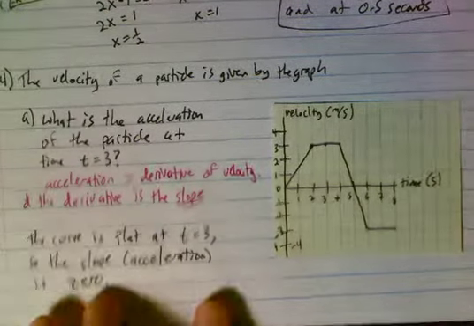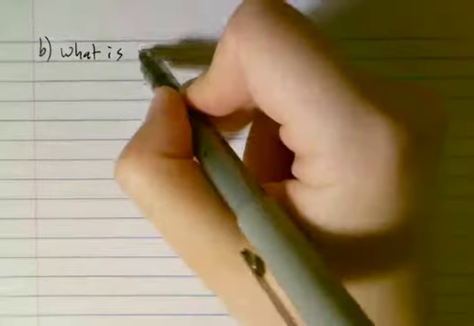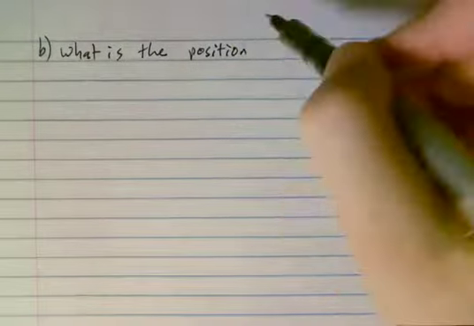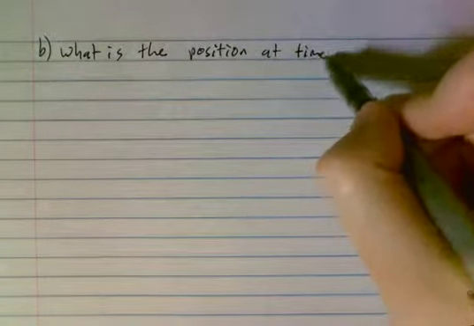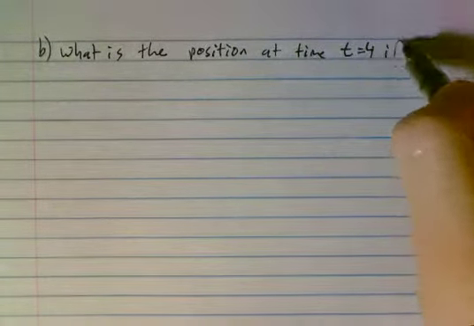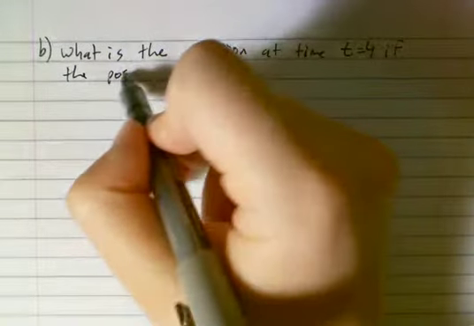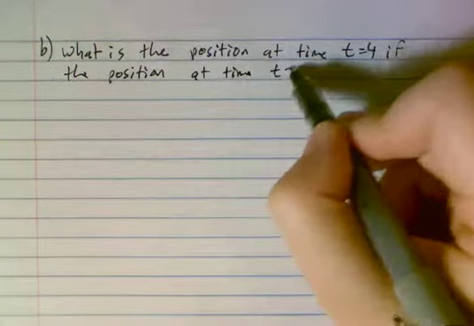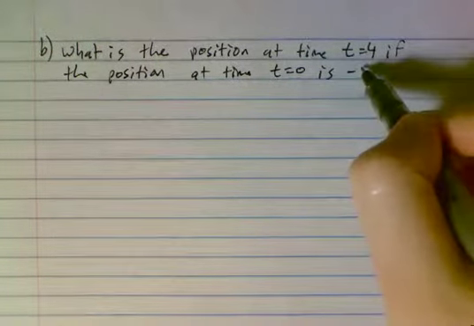There are a bunch more questions we can ask with this. I'm going to bring the little graph along for the ride. What is the position at time t equals 4 if the position at time t equals 0 is -1?